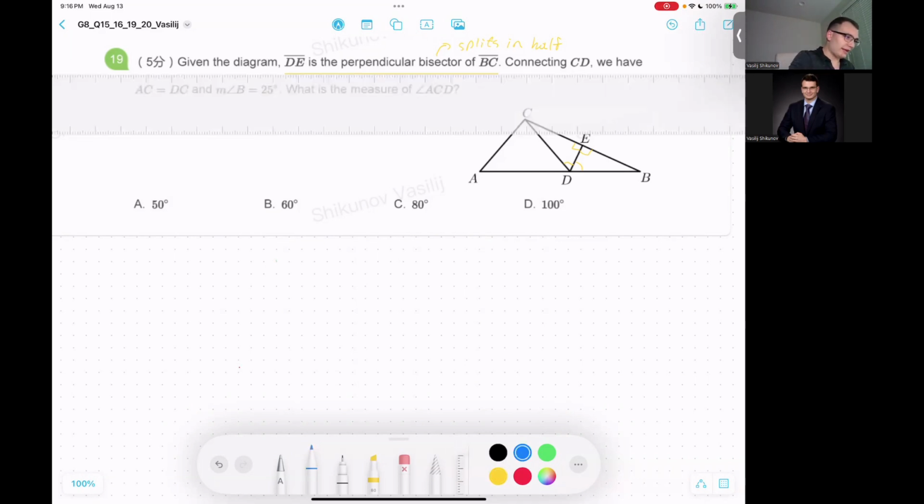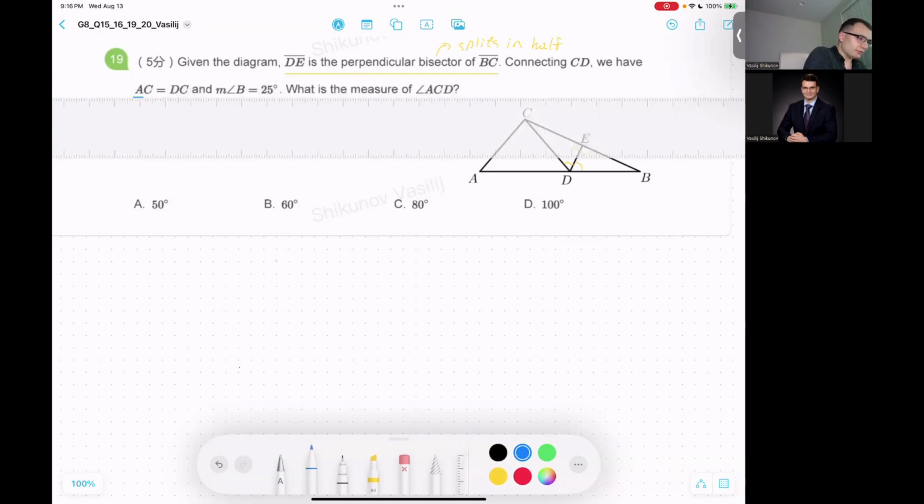All right, what else were we given? We're given that AC is equal to DC, and measure of angle B is equal to 25 degrees. So this angle right here is 25 degrees, and we are given that AC is equal to DC, so this is equal to this. All right, perfect. So let's go ahead and recall.